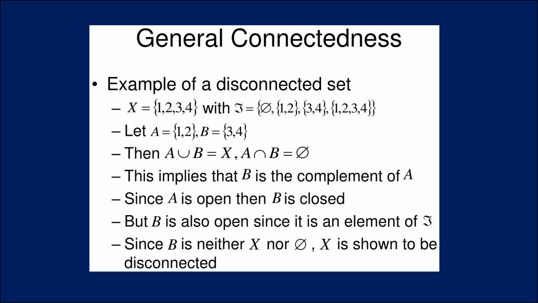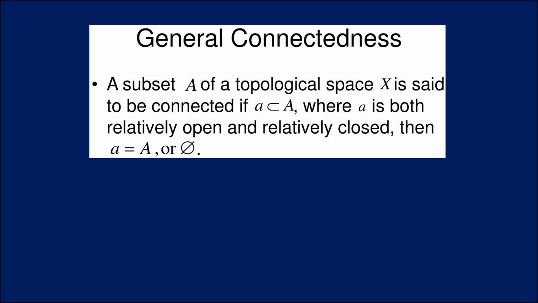Here the set X is equal to {1, 2, 3, 4} and tau is equal to the empty set, {1, 2}, {3, 4}, {1, 2, 3, 4}. Let us consider the set A equal to {1, 2} and B equal to {3, 4}. Here A union B is equal to X and A intersection B is empty. So B is the complement of A, and since A is open, B is closed. But B is also open since it is an element of tau, and since it is neither X nor empty, X is shown to be disconnected.